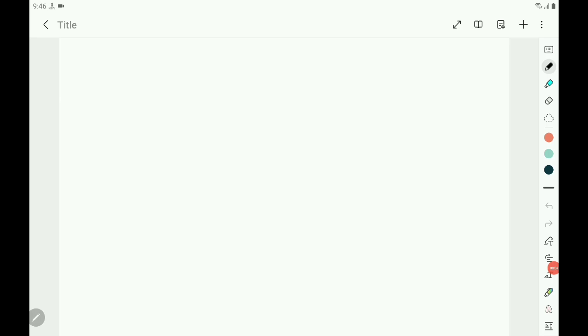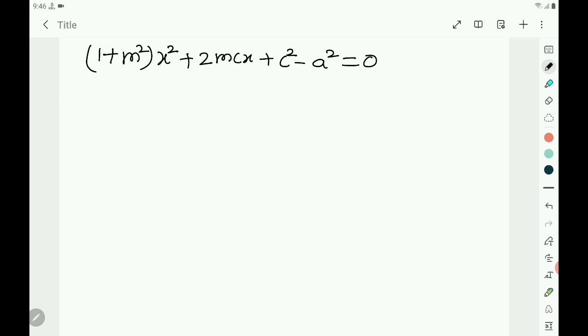Here, what is given? (1 + m²)x² + 2mcx + c² − a² = 0 is given. Here this is in the form of ax² + bx + c = 0, meaning it is a quadratic equation.